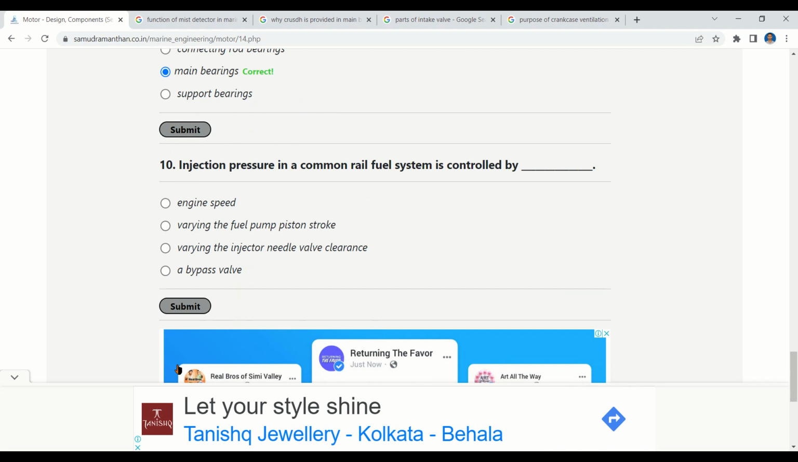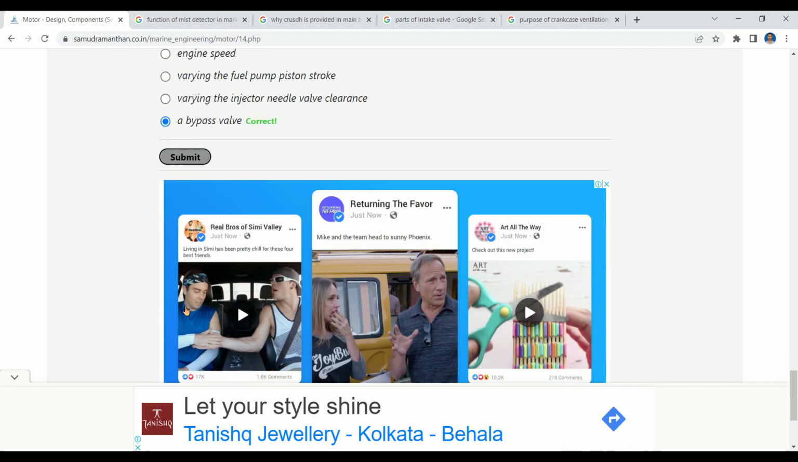Our next question is: injection pressure in a common rail fuel system is controlled by, and the options are engine speed, varying the fuel pump piston stroke, varying the injector needle valve clearance, a bypass valve. The correct option should be a bypass valve. By setting the pressure of the bypass valve, injection pressure is controlled in a common rail fuel system.